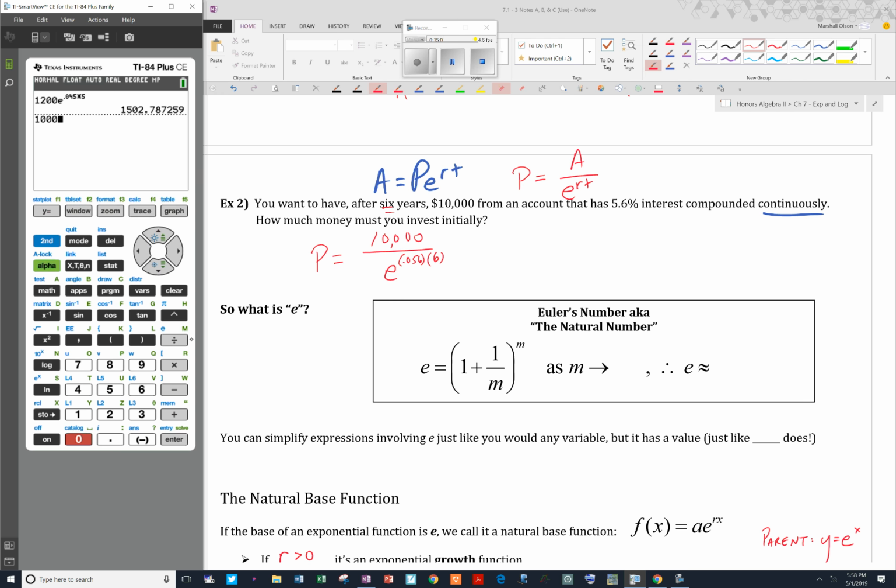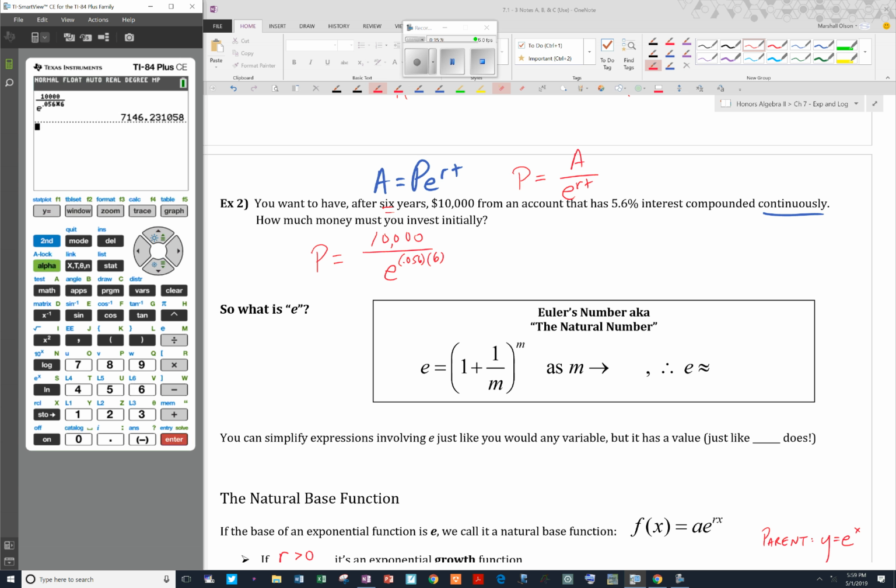10,000 divided by, I didn't use my fraction, so I'm going to change this. I like using that fraction, so we're going to go alpha y equals 1. All right, so we had 10,000 over, I need to take e to the 0.056 times 6.